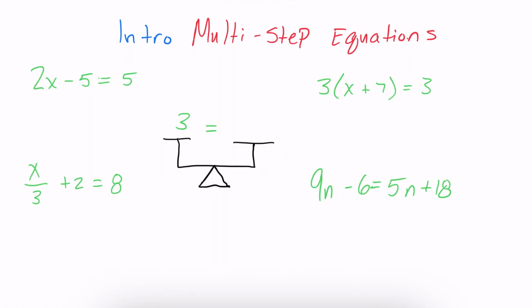This is not equal. So what we're trying to do here is maintain our balance with our equations, because we're going to be moving values from one side of our equation to the other, but we have to maintain our balance. So we'll be using our inverse operations that we've learned. So let's get into this.